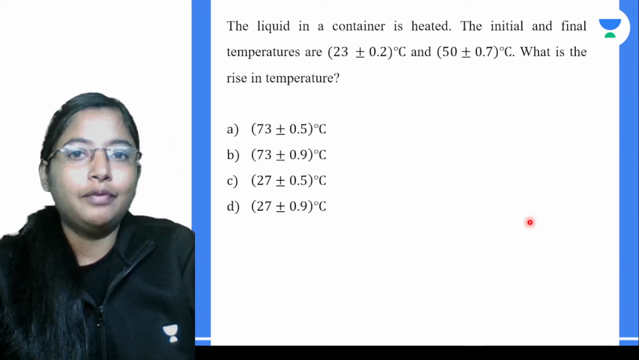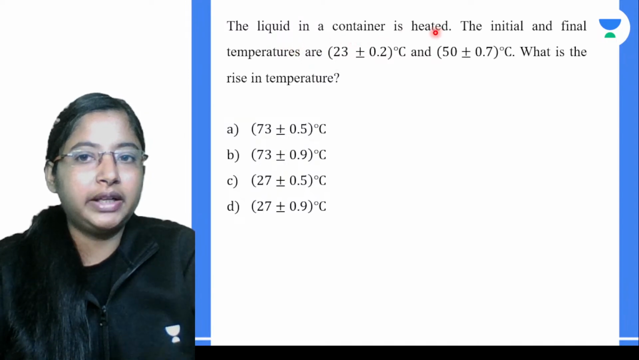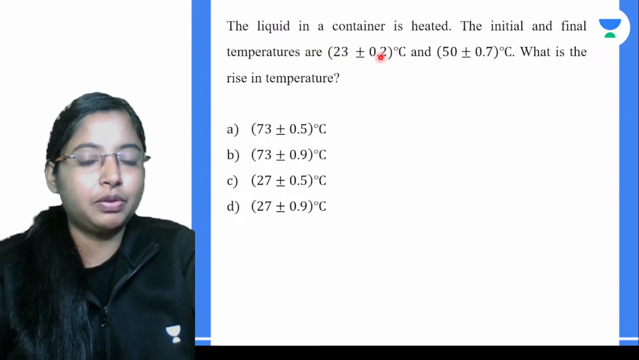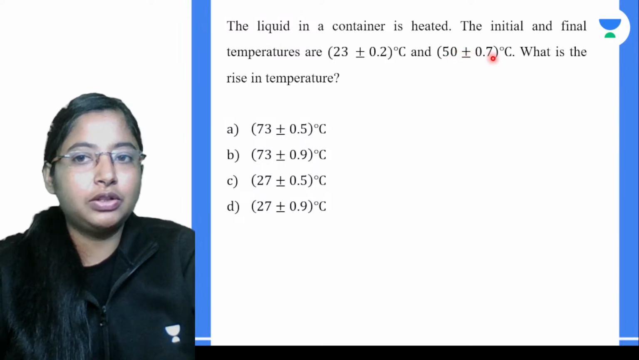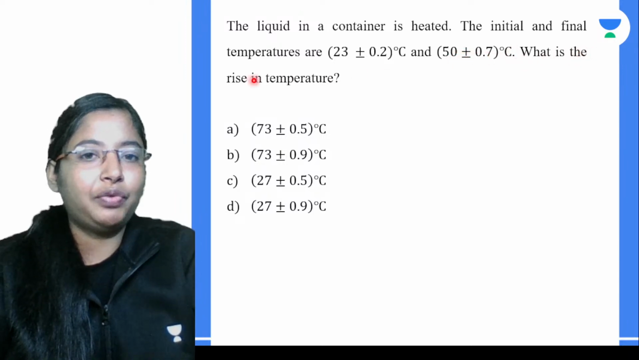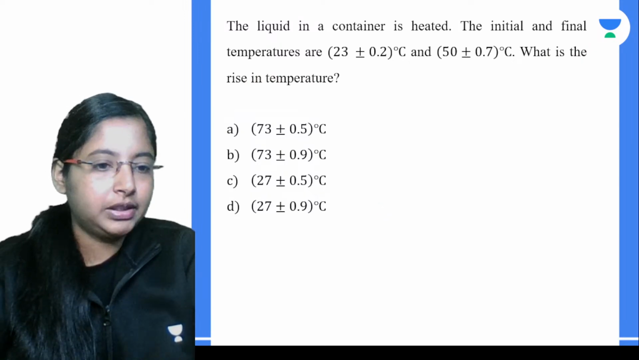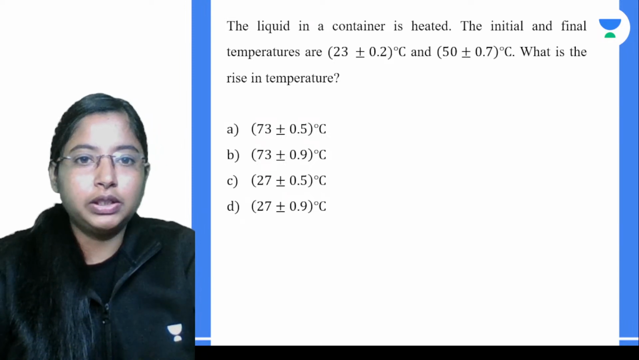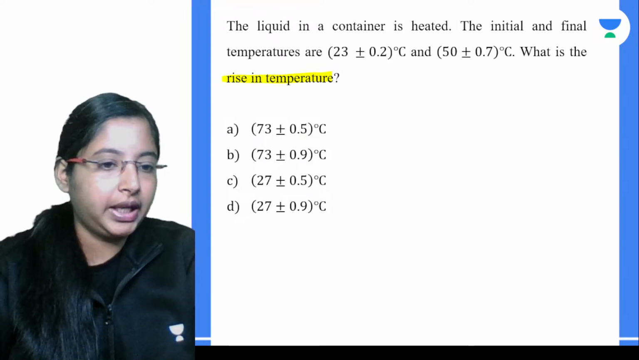Okay, now there is a quick question that is asked. The liquid in a container is heated. The initial and final temperatures are given. Initially the temperature was 23 plus or minus 0.2 degrees Celsius. Final temperature is 50 plus or minus 0.7 degrees Celsius. We want to find what is the rise in temperature. So, very simple question over here. We have to find it with the errors.